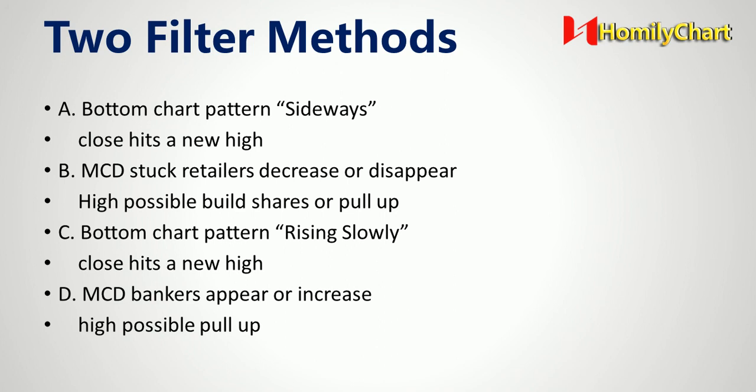The second one, the MACD or retailers' chips increase or disappear. High possibility that bankers build shares or pull up. This one may be multicolor dragon: the red green column decreases or disappears, right? The third one, bottom chart pattern, rising slowly. If you want to select this pattern, you also need this condition: close hits a new high. Okay? So the next one, multicolor dragon bankers appear or increase.